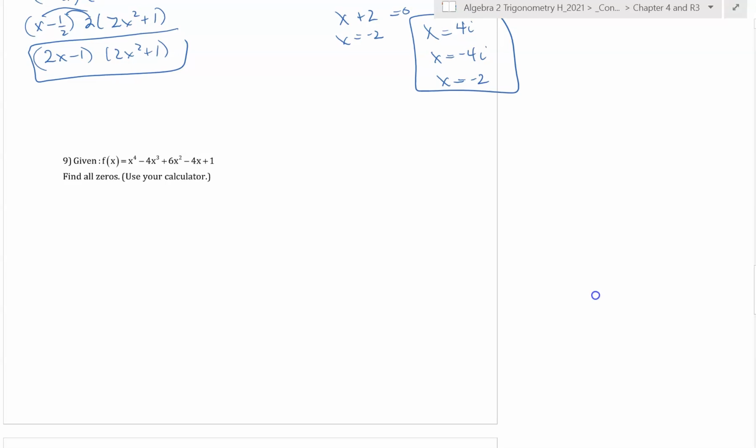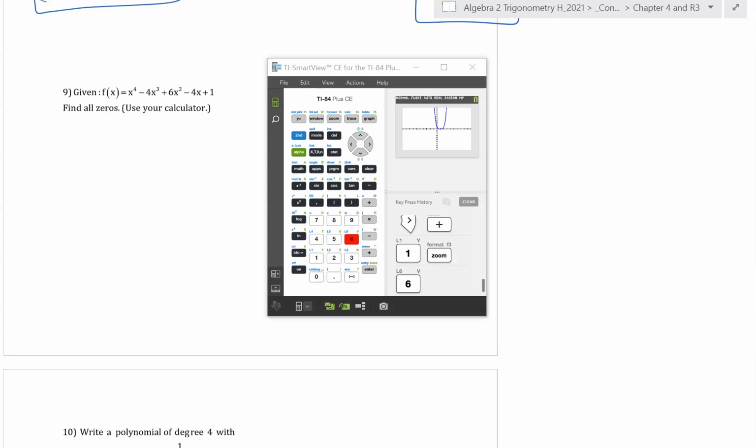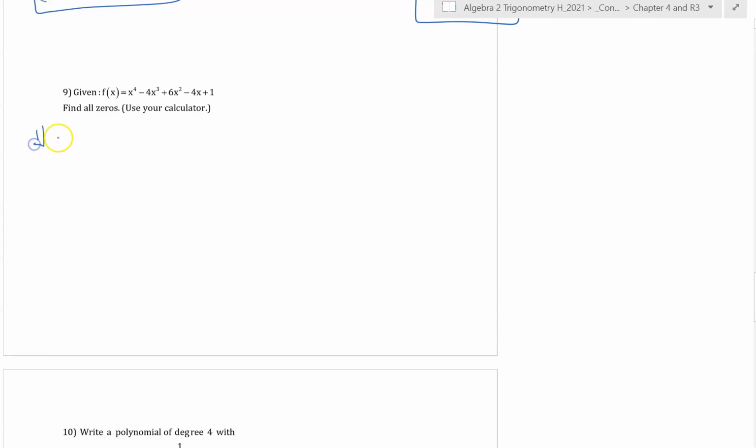Okay, so for this one, I said use your calculator. Let's see what happens. Go ahead and pause the video, type this into the calculator, and see if that is helpful. So very interesting. It's 4th degree, and all of the coefficients are real. So I know that if we do have imaginary zeros, they come in pairs, if there are any. Or non-real zeros, I should say. So notice that I'm expecting 4 complex zeros. I'm looking at my calculator, and it appears that there's a zero at 1. So I will go ahead and think about that.